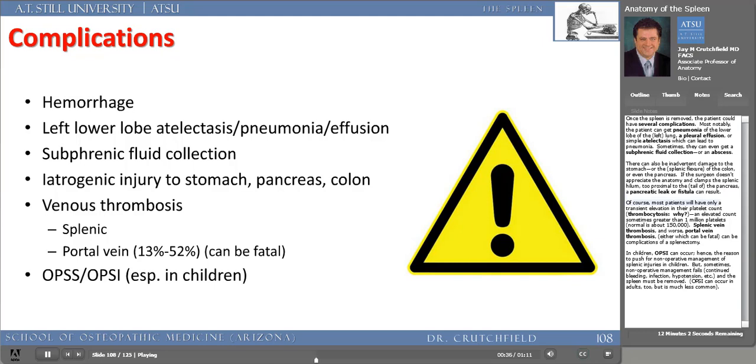If the surgeon doesn't understand the anatomy and clamps the splenic hilum too proximal to the pancreas, a pancreatic fistula can result. Of course, most patients will have only a transient thrombocytosis, an elevation of the platelet count sometimes greater than 1 million. Splenic vein thrombosis and worse, portal vein thrombosis, which can be fatal, can also be complications of a splenectomy. And in children, overwhelming post-splenectomy infection can occur, hence the reason for the push for non-operative trauma in children. But sometimes non-operative treatment fails and you need to remove the spleen.